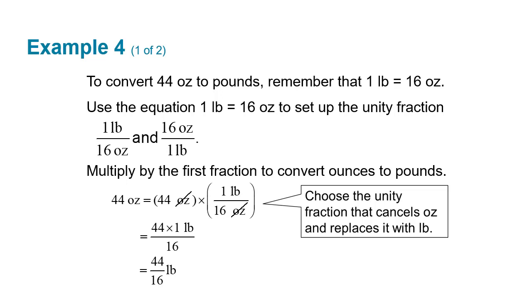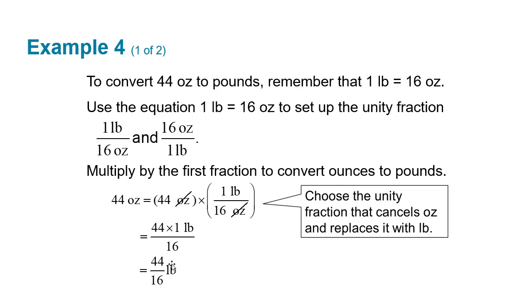So to convert from 44 ounces to pounds, we have to remember that a pound is 16 ounces. You're right. We can write it in either way. We want to convert ounces into pounds, so we need to get rid of ounces and bring in pounds. That's why we need pounds on top and ounces on the bottom, because remember, this is going to be ounces over 1. So we're going to do ounces times pounds divided by ounces. The ounces cancel out, and you basically just get 44 pounds over 16.